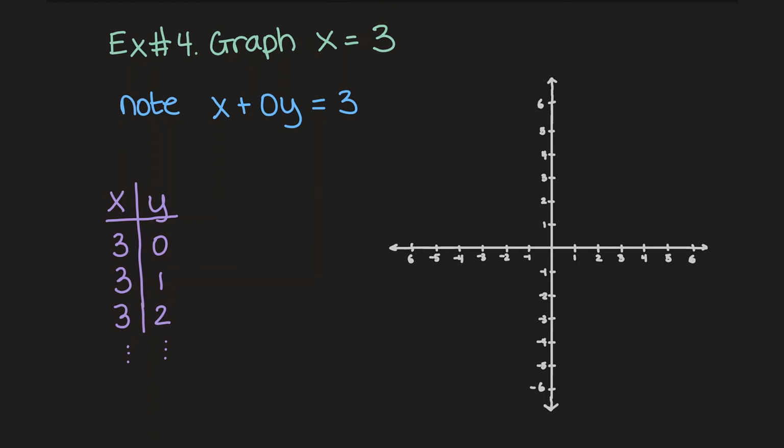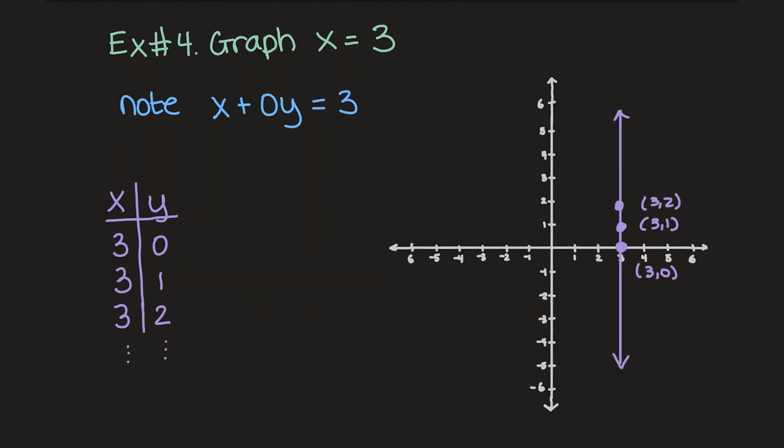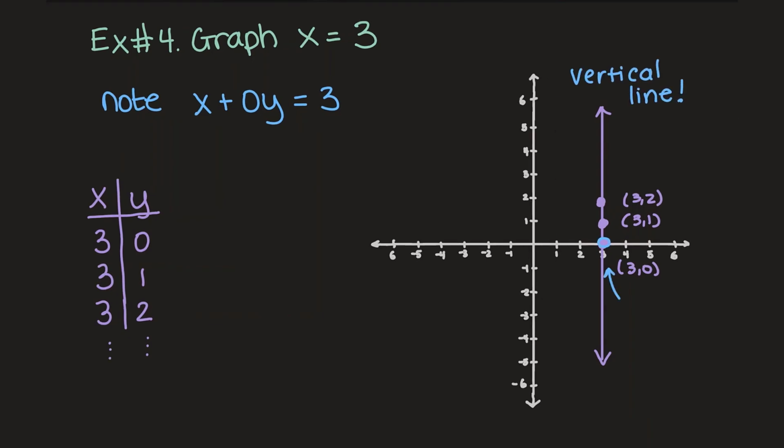For example, let's check the second point. Plugging in the ordered pair (3, 1), we end up with a true statement. Okay, so let's plot these points. We can draw a line going through these points, and we end up with a vertical line. This has an x-intercept at (3, 0). This will always be the case with an equation written this way.